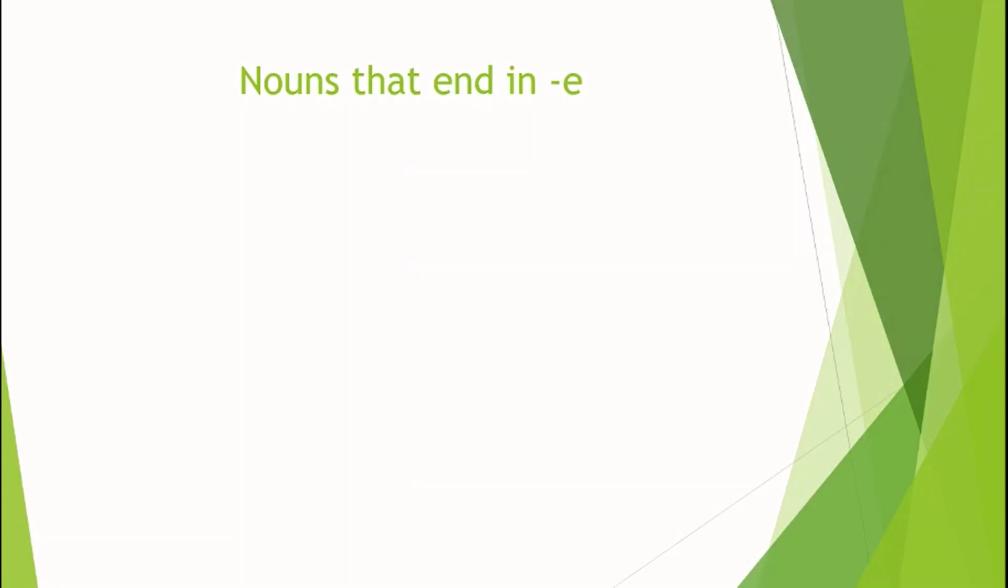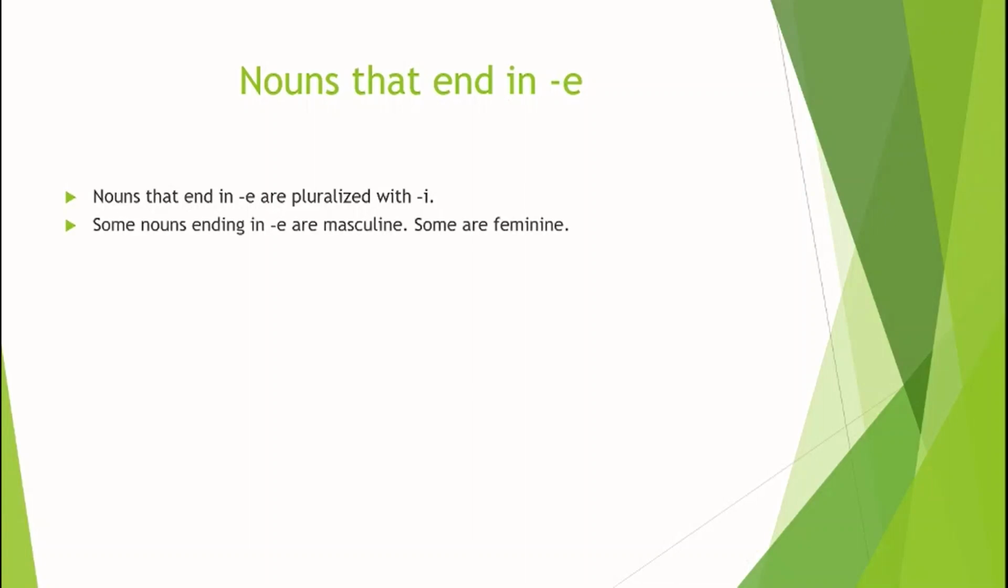Now, nouns that end with E, don't let them throw you off, because when you see E, you might think it's feminine plural, right? When it could be singular. It's just a noun that ends in E. And the nouns that end in E in the singular go to I in the plural. So, for example, like I said, some that end in E are masculine and some are feminine.